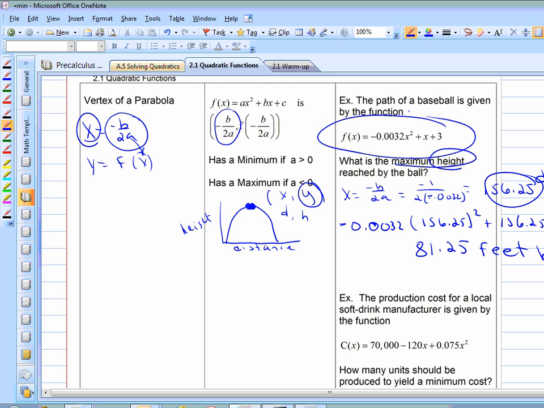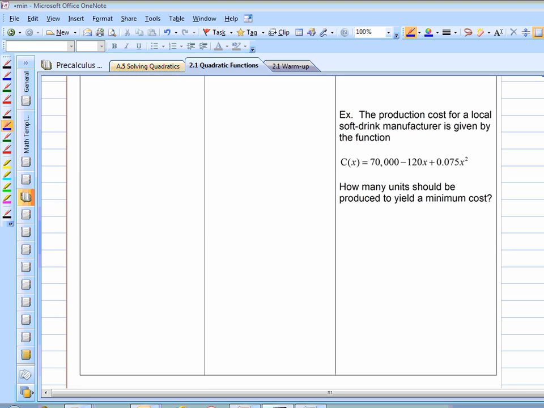All right, let's take a look at the last problem. This is about a company that produces soft drinks, and they're talking about the cost associated with that. So this is the production cost for a soft drink manufacturer. When we talk about costs for a business, of course, the business wants to maximize its profits or revenues, but for costs, we want to minimize them. So we'll be looking for a vertex again, but at a minimum value.